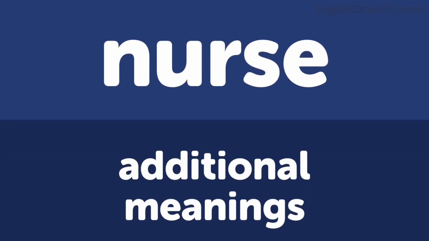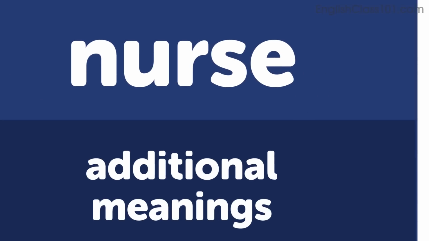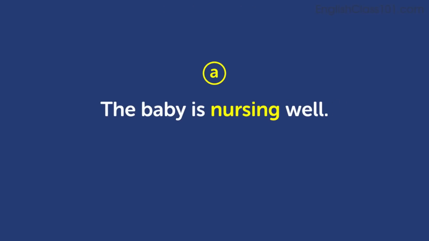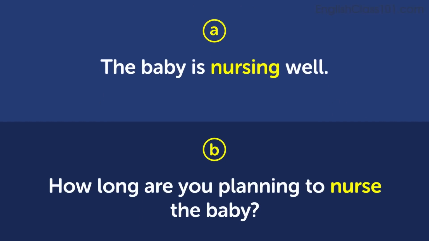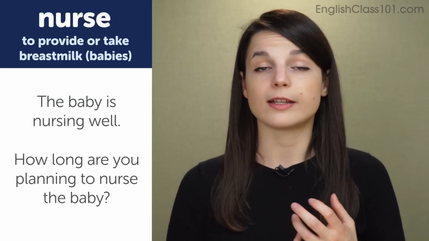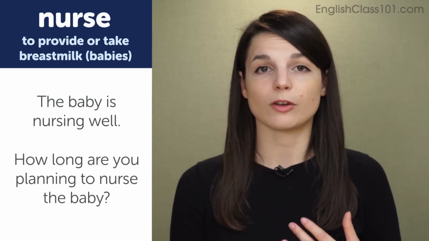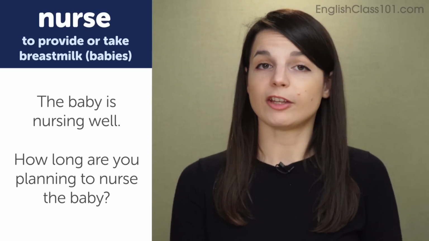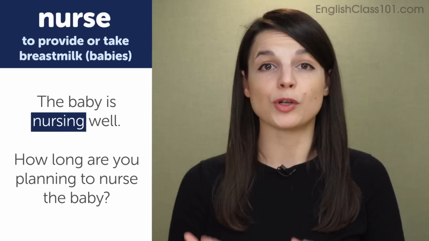All right, now let's move on to some additional meanings for this verb. The first additional meaning is to provide or take breast milk, as for babies. Okay, let's begin with a couple examples. The baby is nursing well. How long are you planning to nurse the baby? So in these situations, the example sentences are relating to either a baby drinking breast milk or to a mother giving breast milk to a baby. In the first example sentence, the baby is nursing well.